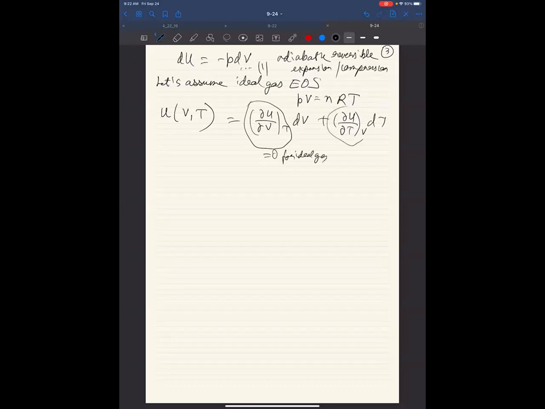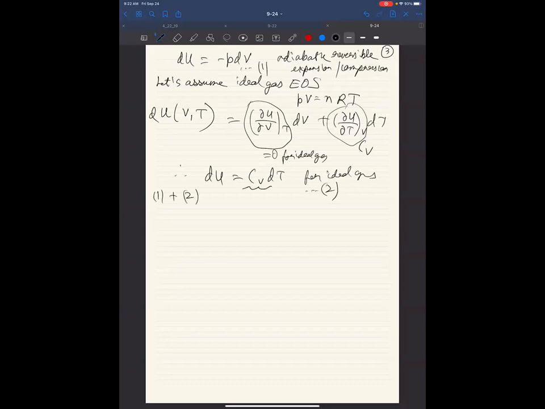And this term is CV. Therefore, dU is equal to CV dT for an ideal gas. So we are getting somewhere. Let's call this equation 2.